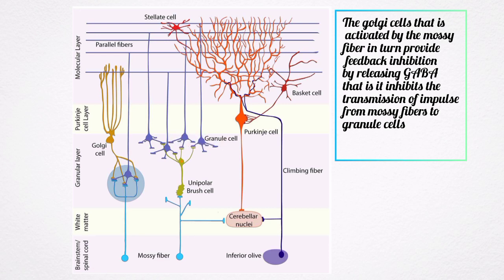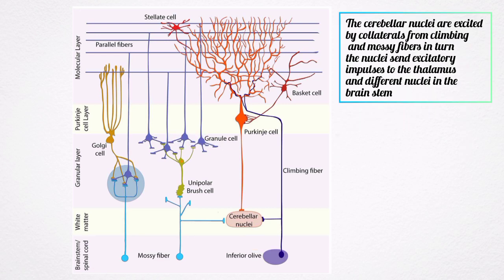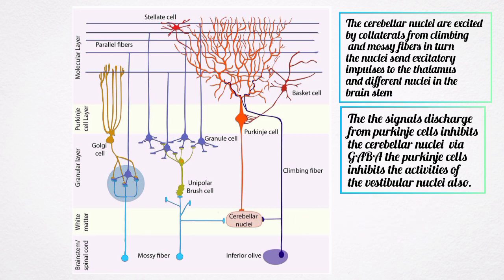The cerebellar nuclei are actually excited by collaterals from climbing and mossy fibers. In turn, the nuclei send excitatory impulses to the thalamus and different nuclei in the brainstem. However, the signals discharged from Purkinje cells inhibit the cerebellar nuclei via GABA. The Purkinje cells inhibit the activities of the vestibular nuclei also.